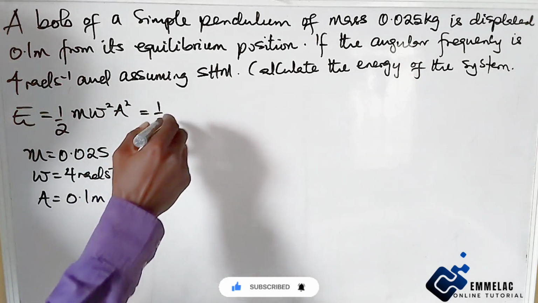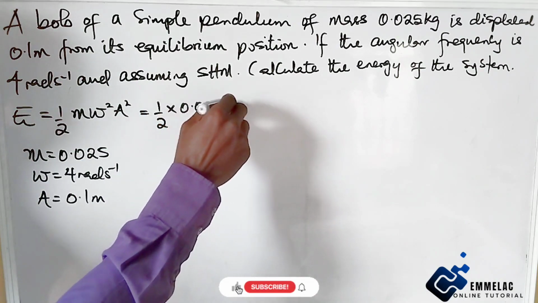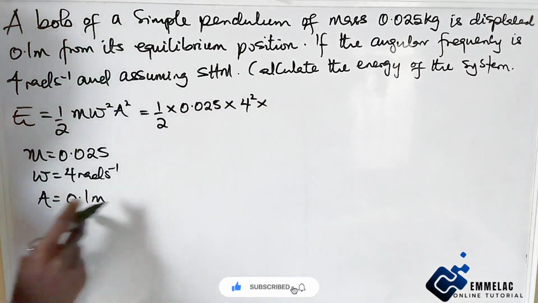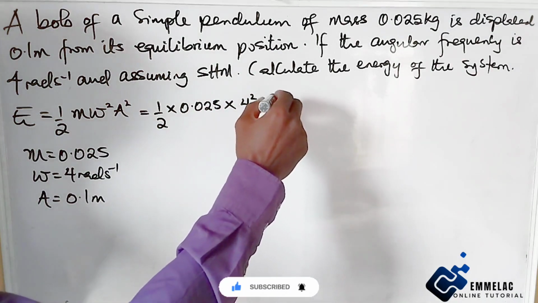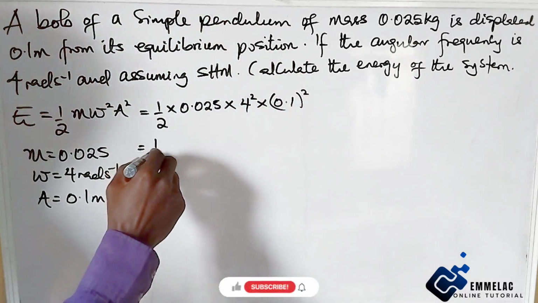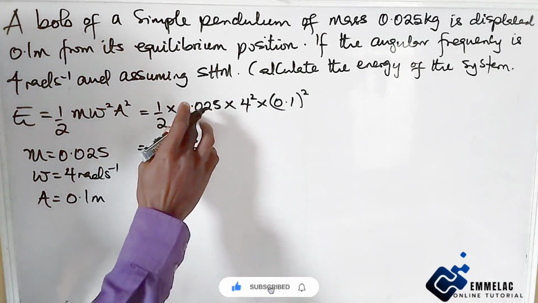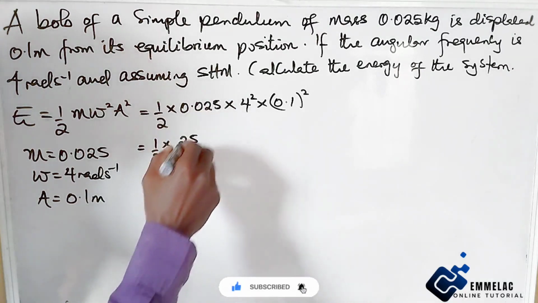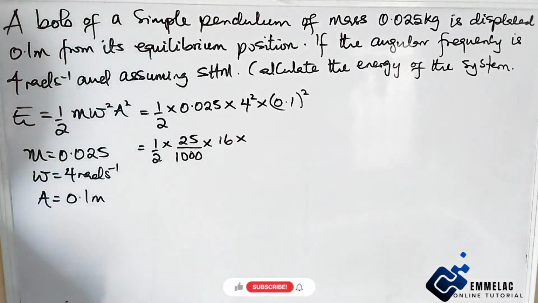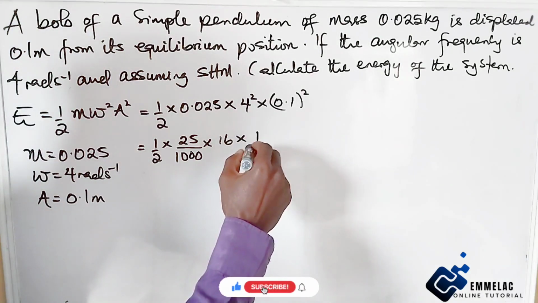Here we have 1 over 2 times 0.025 times 4 raised to the power of 2 times 0.1 raised to the power of 2. Okay, now this will give us 1 over 2 times, putting this into fraction, you have 25 all over 1000, times 16 times 1 over 100.